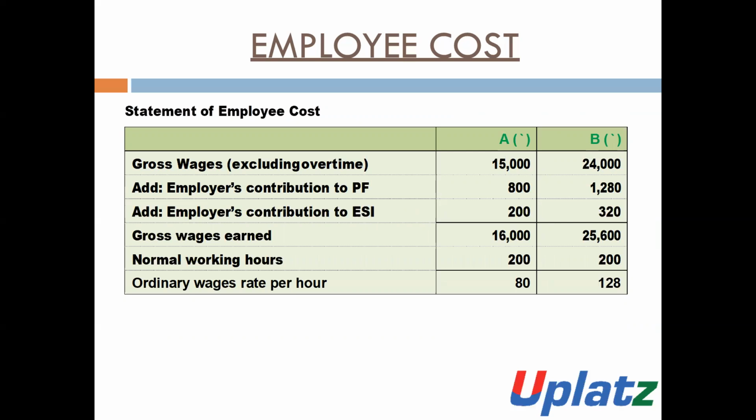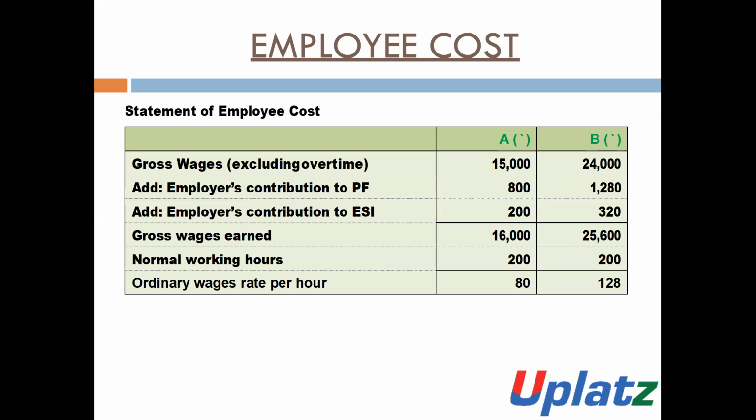Gross wages excluding the overtime is 15,000 and 24,000. Add employer's contribution to PF, which is 8%, 800 and 1,280 rupees. And employer contribution to ESI, which is 2%, is 200 rupees and 320 rupees. Then the gross wages earned is equal to 16,000 in the case of A and 25,600 in the case of B, and the normal working hours is 200 working hours.